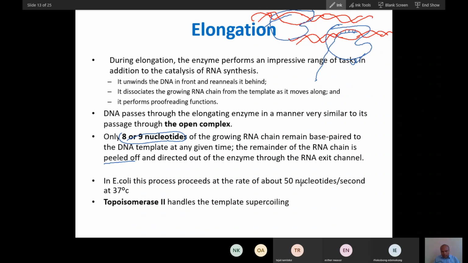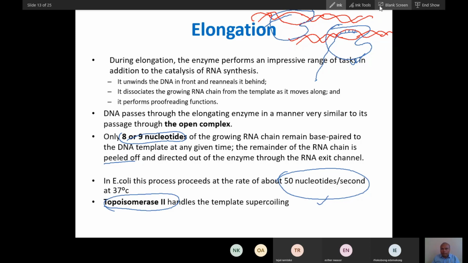This polymerization rate is about 15 nucleotides per second. Then topoisomerase 2 handles supercoiling. And I told you, the open complex moves. First the closed complex will change into the open complex during initiation, and the open complex will move.